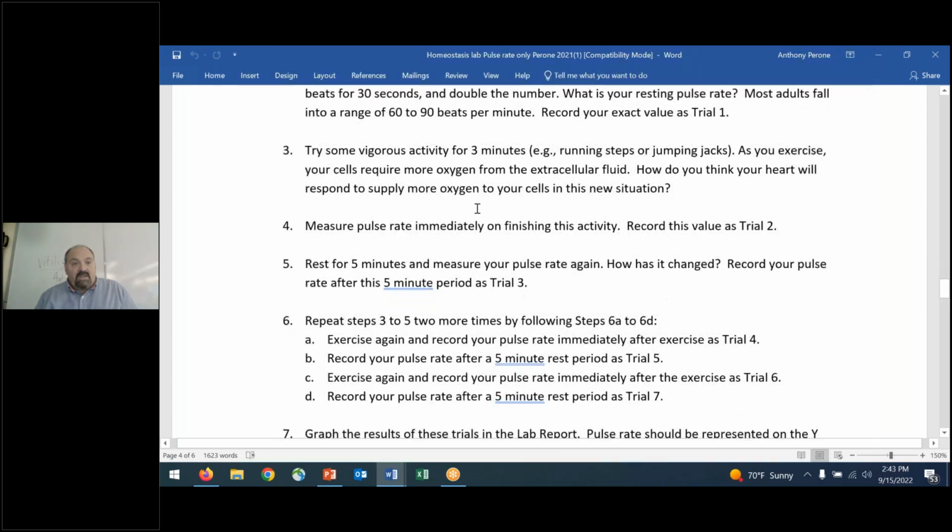Number 3, try some vigorous activity for 3 minutes. You can walk quickly up and down the hall. I don't suggest running down the hall. You can kind of jog in place in here, or do some jumping jacks, or just walk in place, whatever you want to do. You can walk up and down the stairs, 3 minutes.